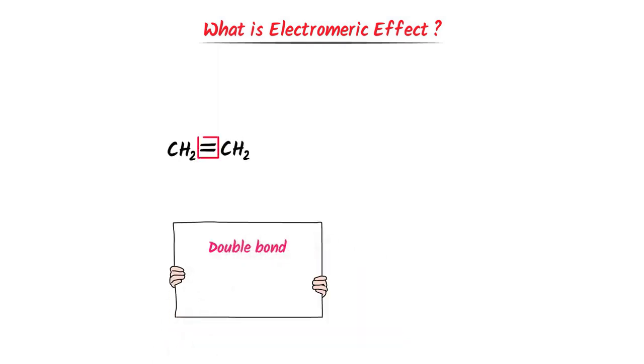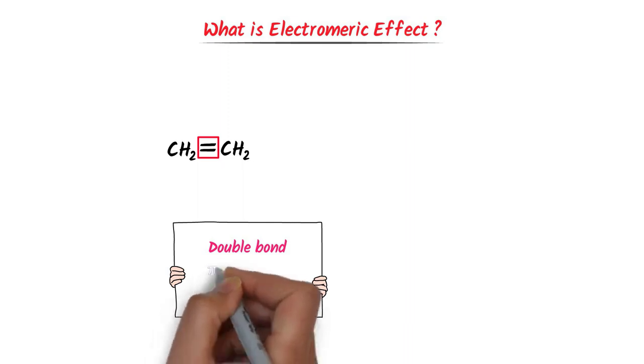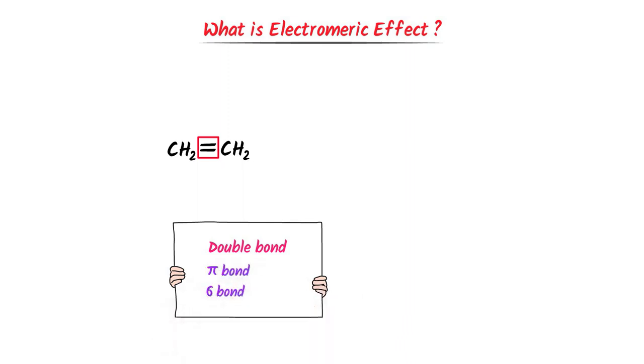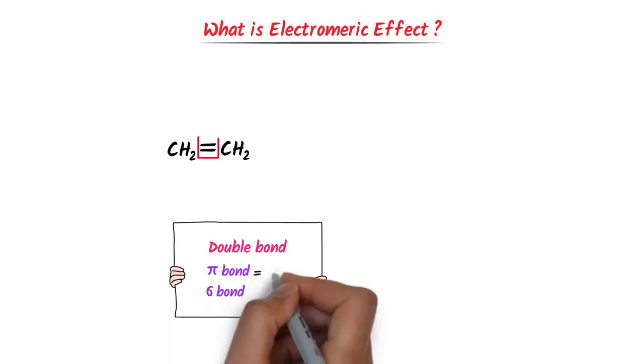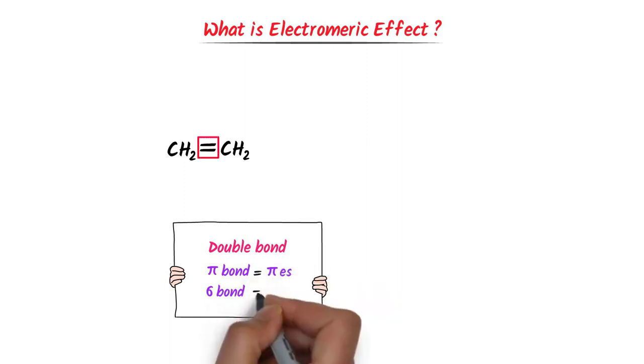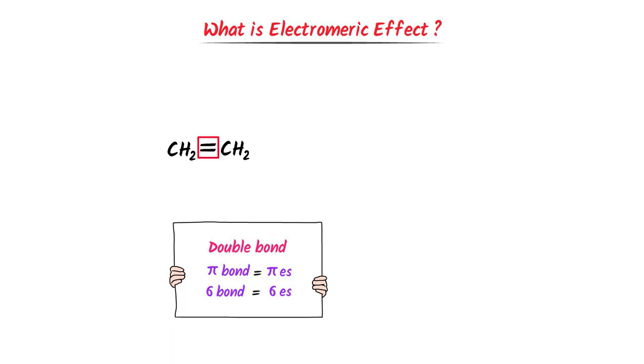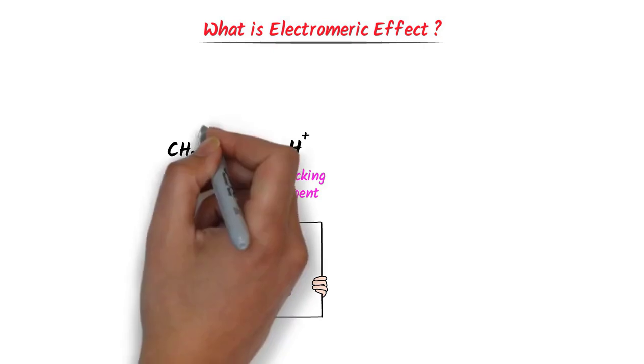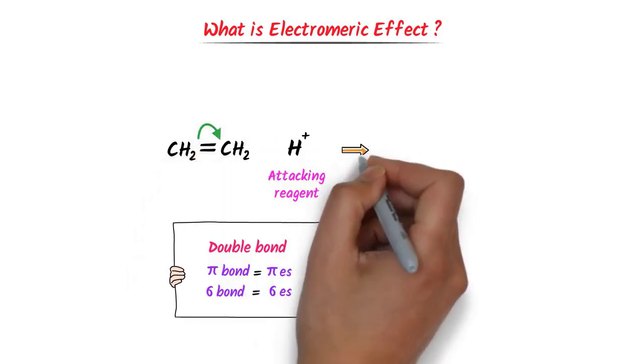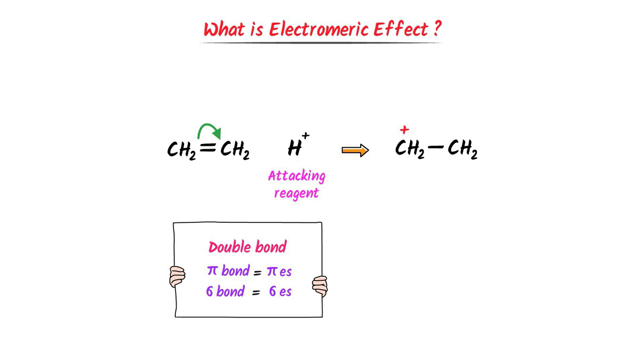Now what is electromeric effect? Well, consider this alkene which contains a double bond. We already know that one is a pi bond and another is a sigma bond. Remember that the pi bond contains pi electrons and the sigma bond contains sigma electrons. Secondly, I place an attacking reagent like a hydrogen ion in front of it. As a result of this, the alkene will wake up, the pi electrons will shift to this carbon, due to which a positive charge will appear on this carbon and a negative charge will appear on this carbon.